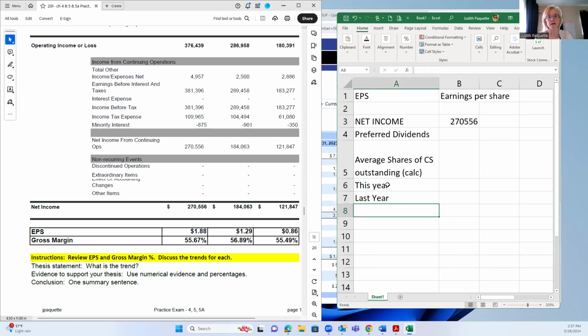We'd add them together and divide by 2. And that's your average shares outstanding. Okay. So it would be this year plus last year divided by 2.